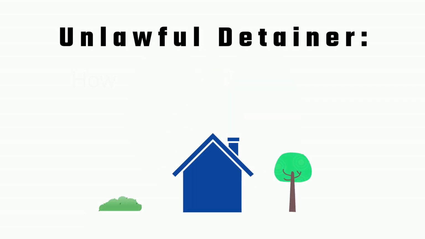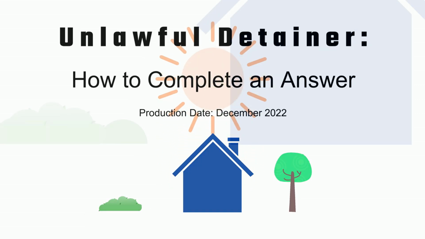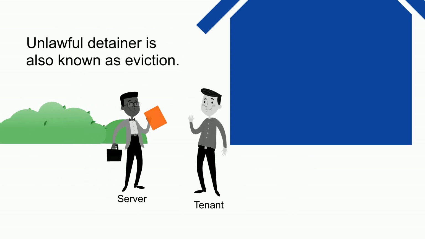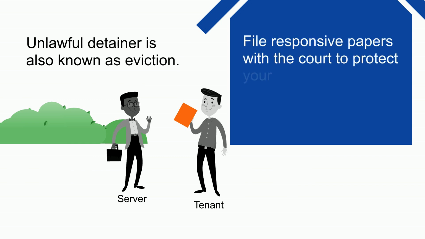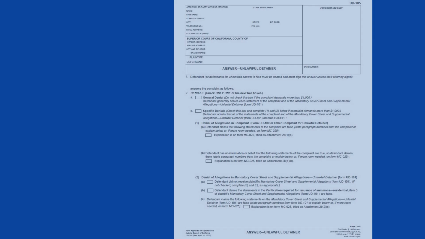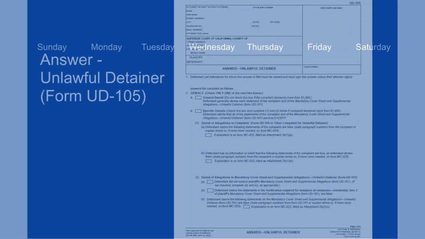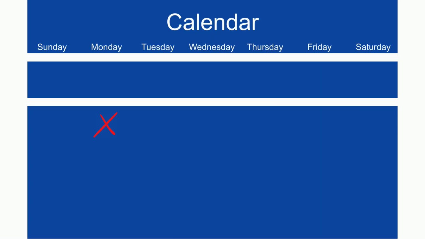Unlawful detainer. How to complete an answer. If you are served with a summons and complaint in an unlawful detainer case, also known as an eviction case, you must file responsive papers with the court if you want to protect your rights. The most common responsive filing is the answer, unlawful detainer, Form UD 105. There is a deadline to file your answer.